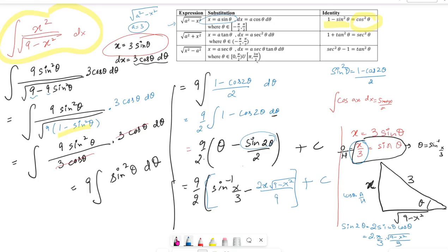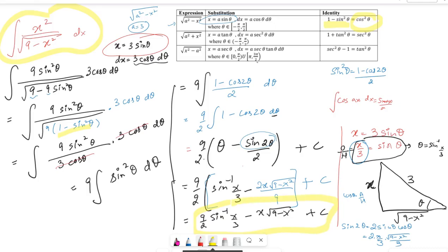Plus c. Now you can factor this 9 by 2 inside. 9 by 2 sine inverse x by 3 minus, 9 by 2 multiplied with 2 by 9 cancels out. We are only left with the x times square root of 9 minus x square over 2, plus c. That is your final answer.